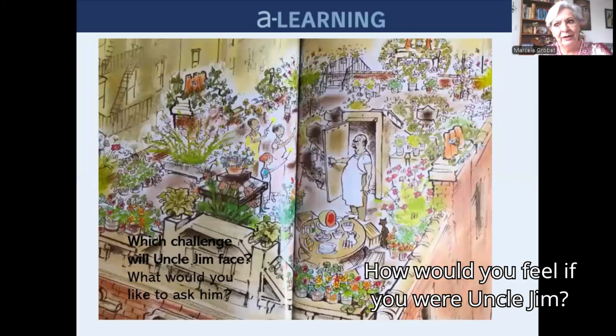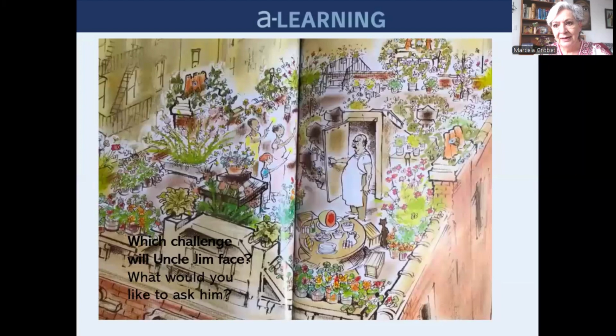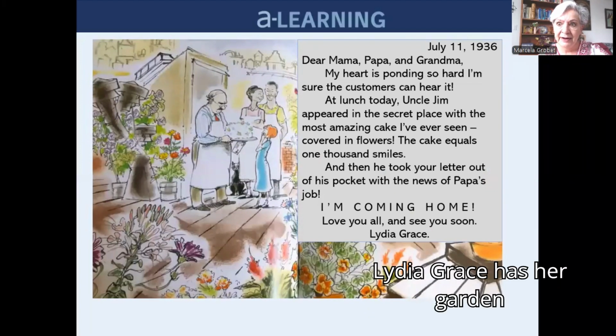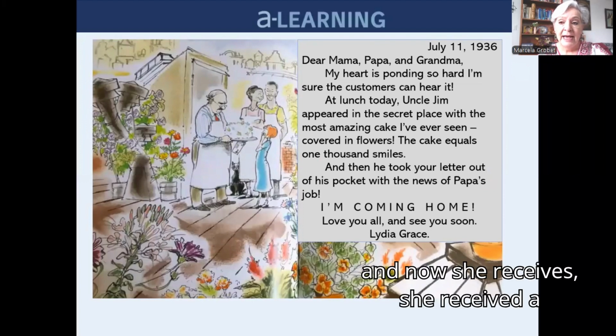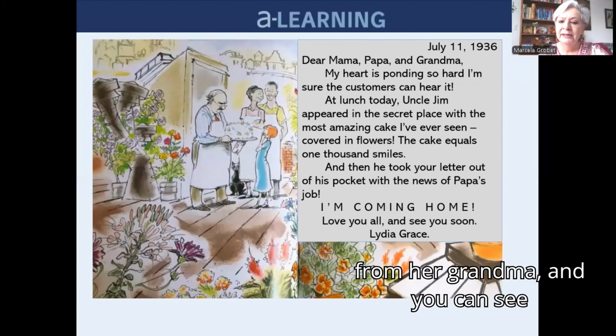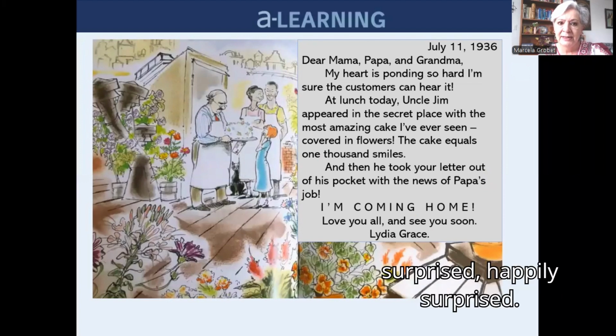How would you feel if you were Uncle Jim? What do you think would be the challenge over here? Let's continue. July 11, 1936. Okay. Almost a year has passed. Lydia Grace has her garden. And now she received a letter from her parents, from her grandma. And you can see Emma and Ed very happy. Lydia looks surprised, happily surprised.